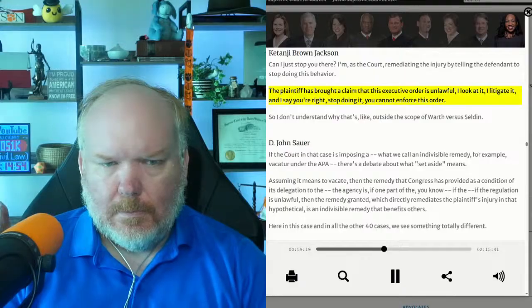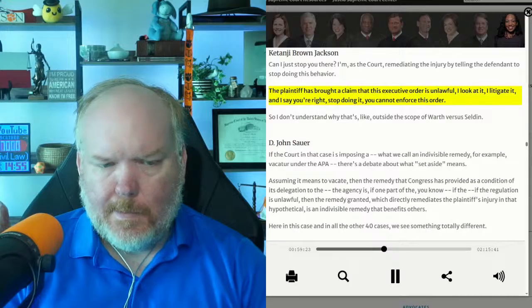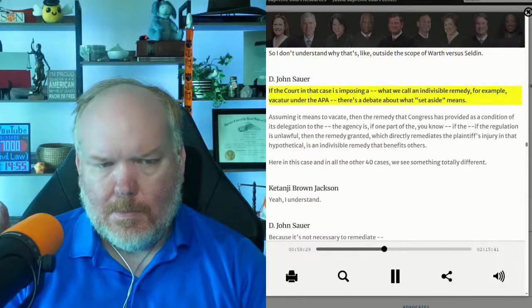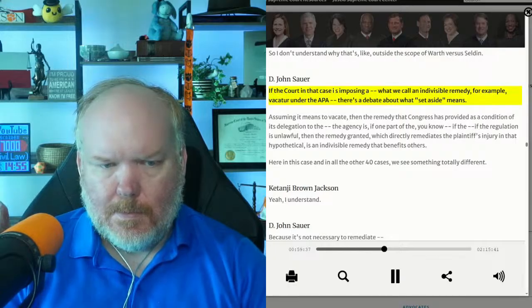I look at it, I litigate it, and I say, you're right. Stop doing it. You cannot enforce this order. So I don't understand why that's outside the scope of Worth versus Selden. If the court in that case is imposing what we've called an indivisible remedy, for example, vacatur under the APA, there's a debate about what set aside means.